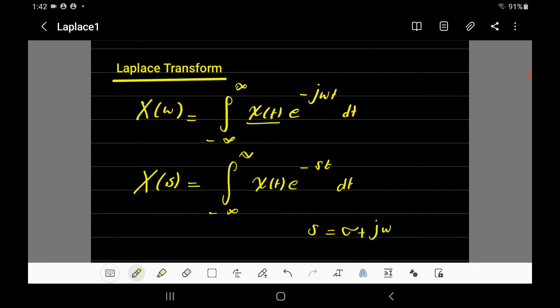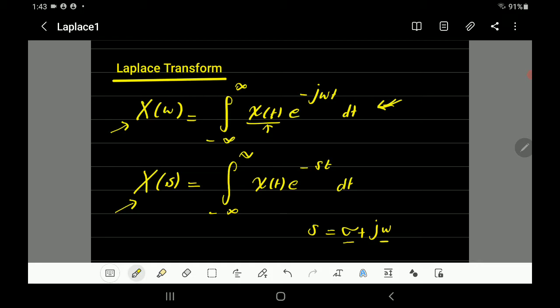So you may ask what is the difference between Fourier transform and Laplace transform. If you look at both formulas here, in the Fourier transform you'll find the integration from minus infinity to infinity of the signal x of t multiplied by e to the power of minus j omega t. Laplace transform is more general. Instead of multiplying the function by e to the power of minus j omega t, it is multiplied by e to the power minus s t, and s has real part and imaginary part.